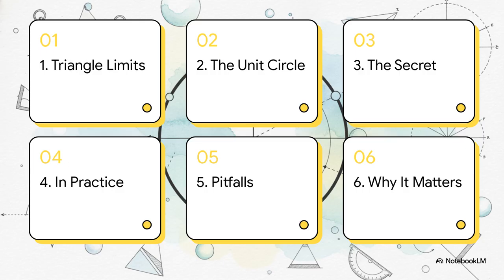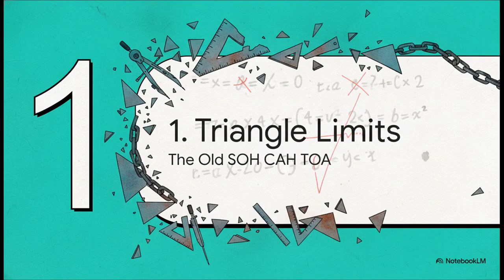So here's the game plan for how we're going to break this all down. First, we'll see exactly why our old way of doing things hits a wall. Then we'll introduce the star of the show, the unit circle, and uncover its biggest secret. After that, we'll get our hands dirty with some practice, I'll point out a few common mistakes to avoid, and then we'll get to the really cool part, why this all matters in the real world. Okay, let's dive right in.